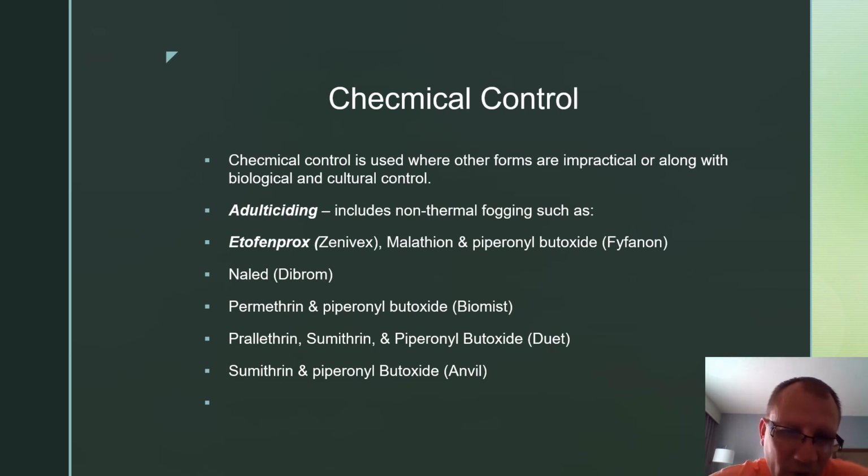Looking at chemical control. Chemical control is used where other forms are impractical or along with biological and cultural control. Adulticiding includes non-thermal fogging with products such as etofenprox, which is Zenivex, malathion and piperonyl butoxide, Fyfanon and Naled, which is Dibrom, permethrin and piperonyl butoxide, Biomist, prallethrin, sumithrin, and piperonyl butoxide, which is Duet, and sumithrin and piperonyl butoxide, which is Anvil.